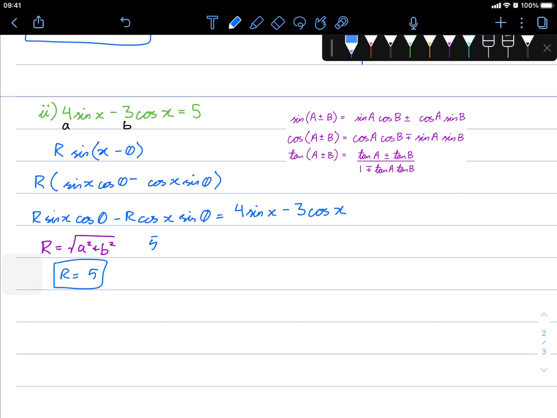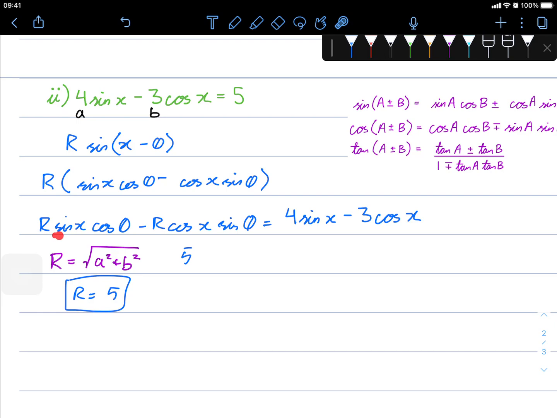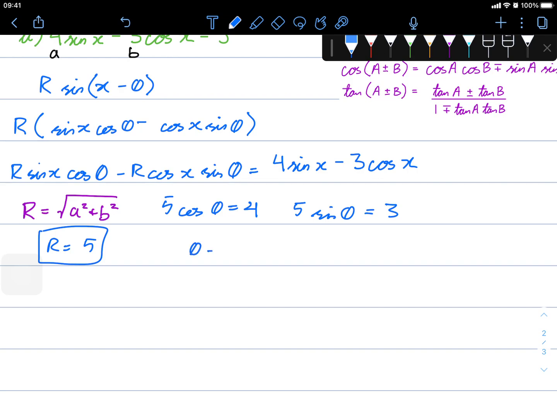Because now remember we're matching sine x with sine x, and r cosine theta is matching with 4. So it's going to be 5, because that's what r is, 5 cos theta equals 4. And for the other one, since this is matching with cos and cos, R sine theta is matching with 3, but remember R is found to be 5. Solving this, we get theta is equal to inverse cos 4 over 5, and this one, inverse sine 3 over 5.